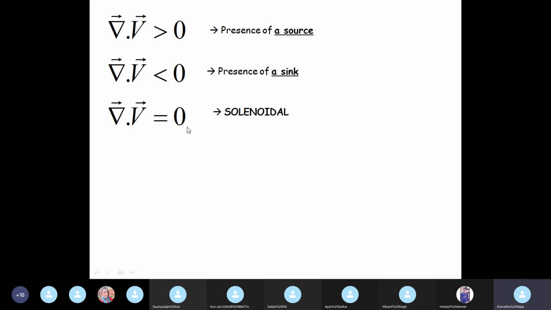Only equal to 0 means that the number that came in is equal to the number that came out. And when that is the case, we say that the vector is solenoidal. Very, very important. A very known vector that all of you have studied in your class 11 and 12 syllabus, a solenoidal vector, is the magnetic field, B.